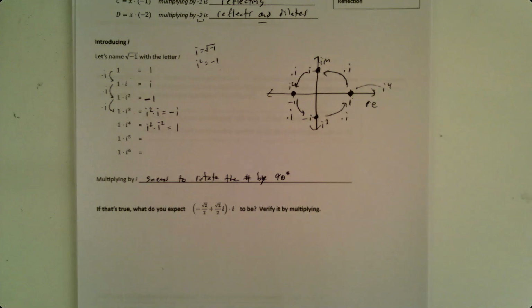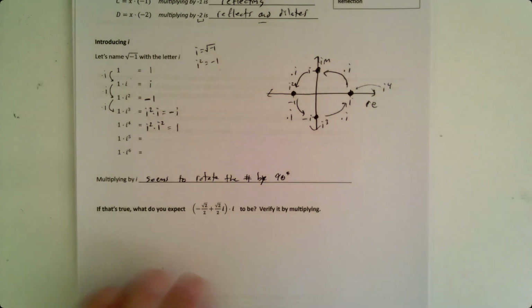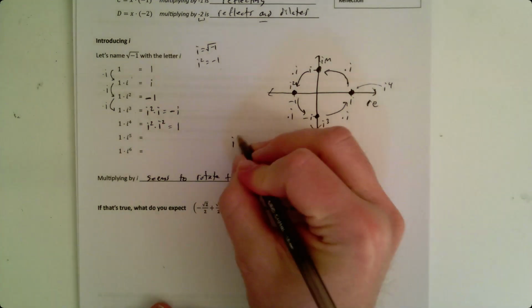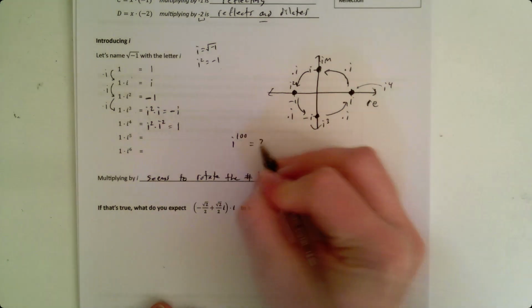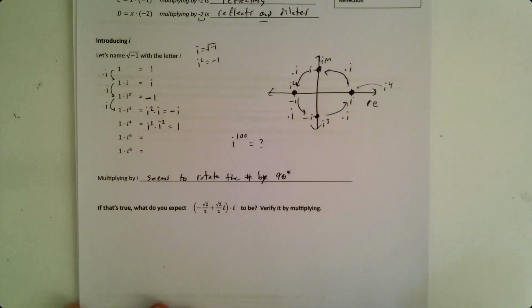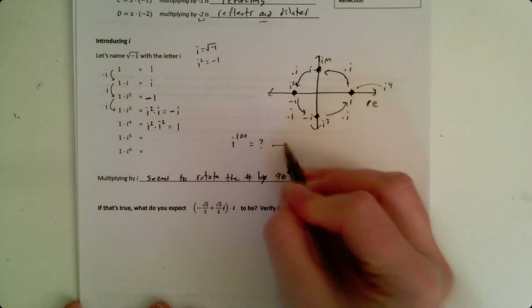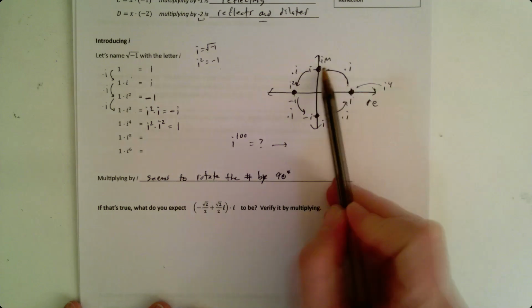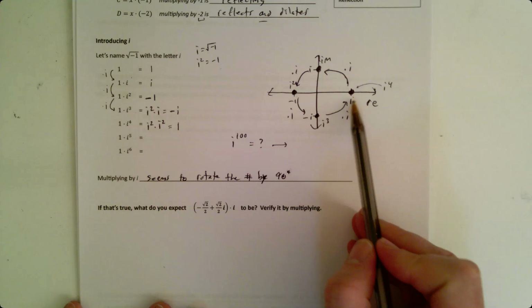All right. So that by itself is kind of interesting, and you might stop to ask yourself, what should i to the 100 be? Indeed, stop to ask yourself, what should i to the 100 be? Decide right now. You could think about it this way. Every time I multiply by i 4 times, I end up back at 1.